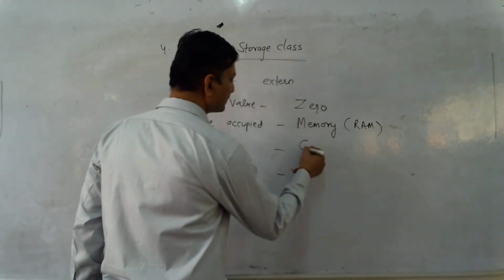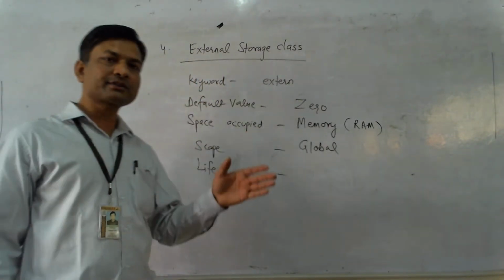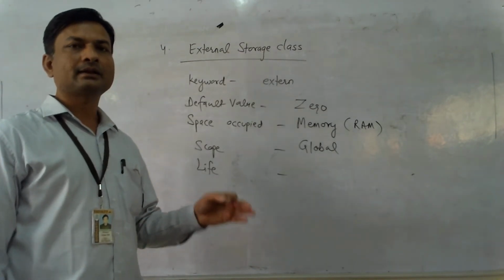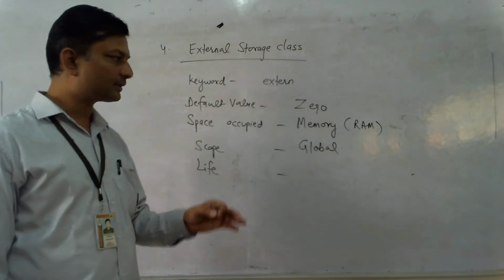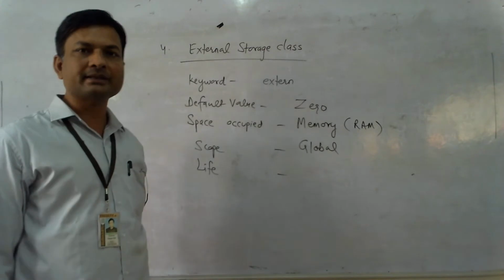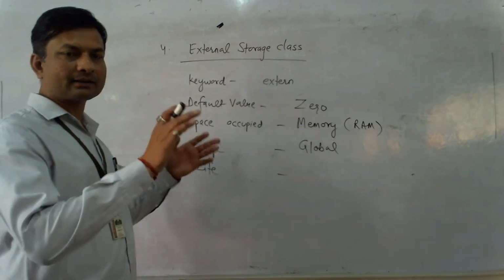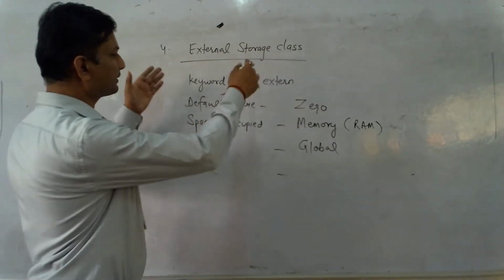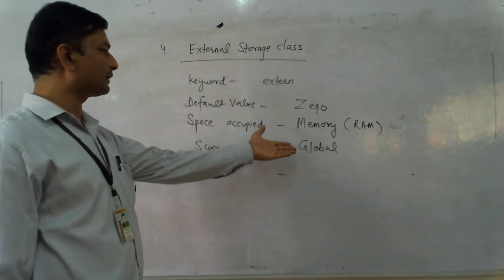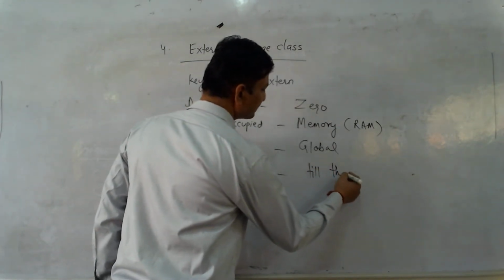Its scope is global. This is the difference. Till yet, we have seen that the scope of automatic storage class, register storage class and static storage class variable is local, but the scope of external storage class variable is global. This is the main difference. And to explain this difference, I will write an example after explaining these features. And the life, obviously, because the scope of variable is global, its life is till the program ends.